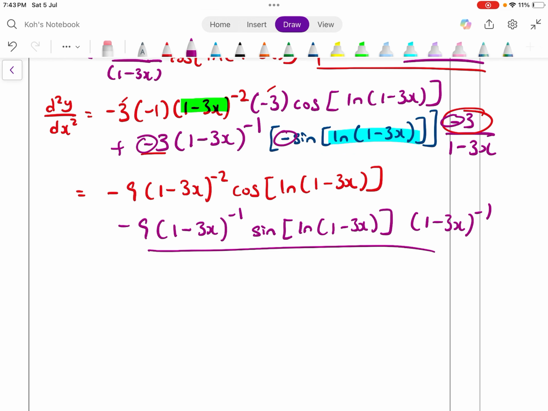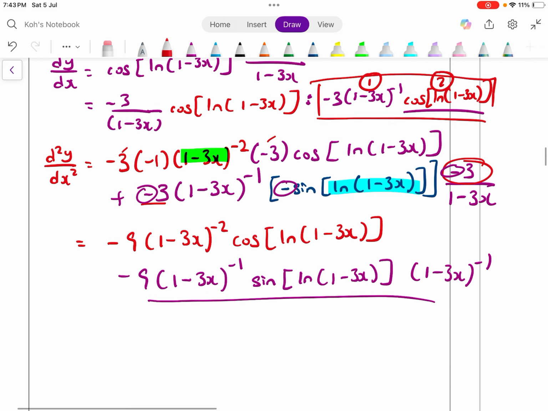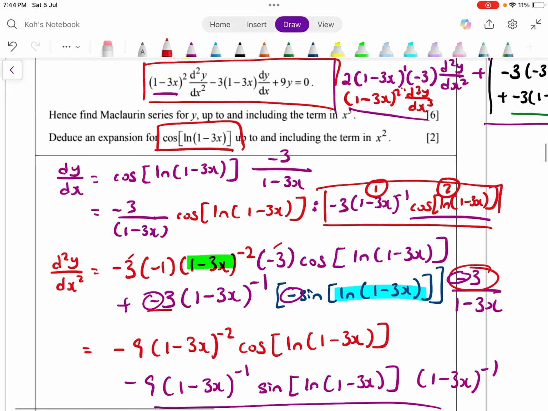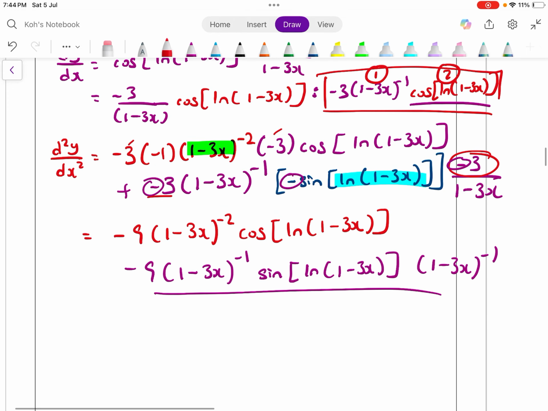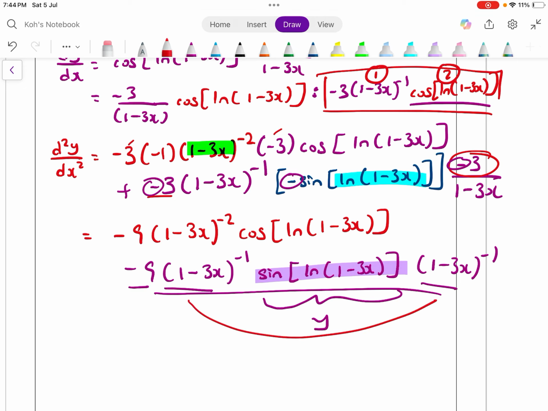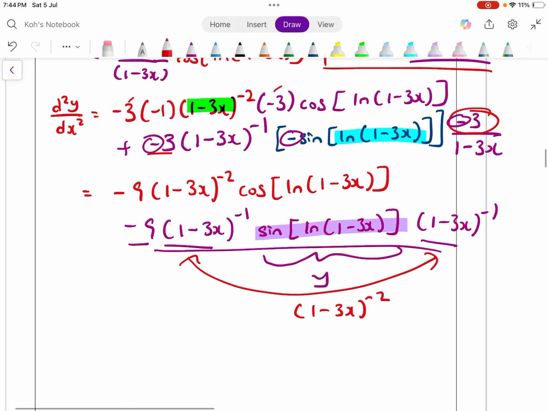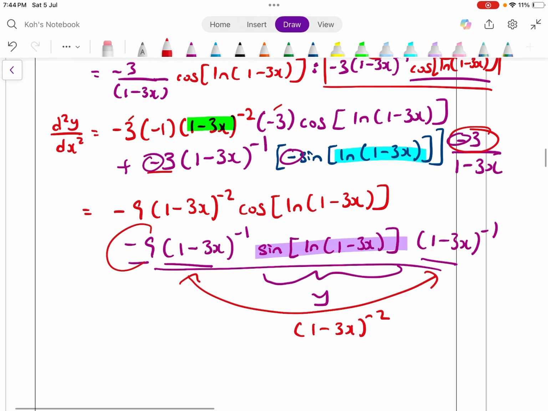Okay, so it's time to do a bit of manipulation. So definitely I want to make everything in terms of dy/dx and d²y/dx², and of course in terms of y. So first thing, I actually found the y already, because you can see that this is just y. So this part is y. Okay, then this part, so negative 9, so this part and this part, when you do the multiplication for these two, apparently I will get (1 minus 3x) to the power of negative 2. Okay, then I will get negative 9 here as well.